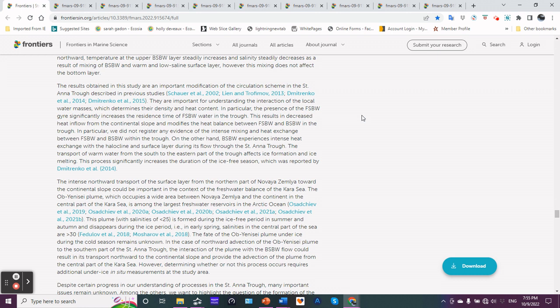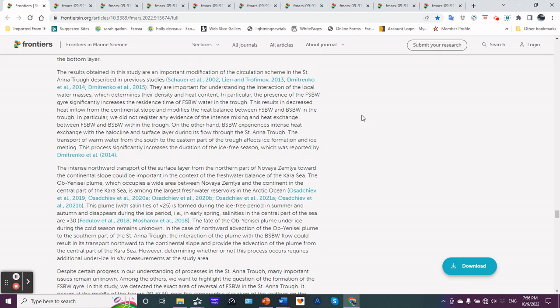The results obtained in this study are an important modification of the circulation scheme in the St. Anna Trough described in previous studies. They are important in understanding the interaction of local water masses, which determines density and heat content. In particular, the presence of that gyre significantly increases the residence time of the Fram Strait bottom water in the trough. This results in decreased heat inflow from the continental slope, modifies the heat balance between the two branch waters in the trough.